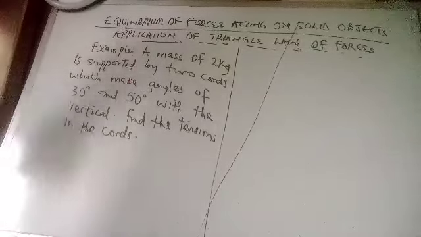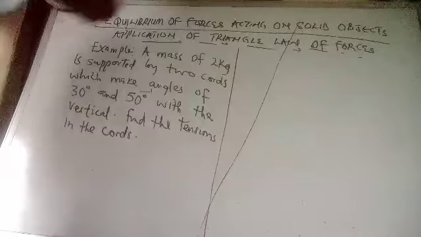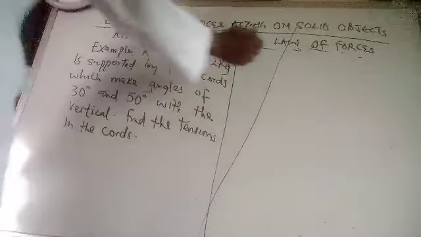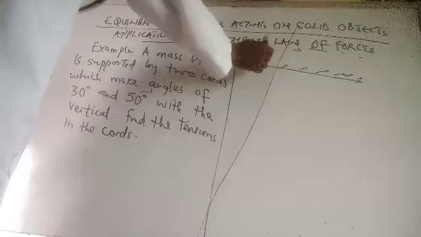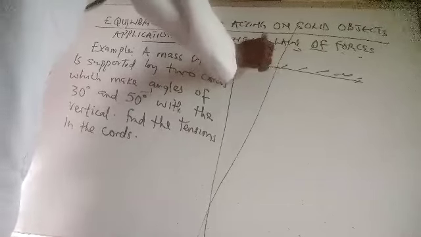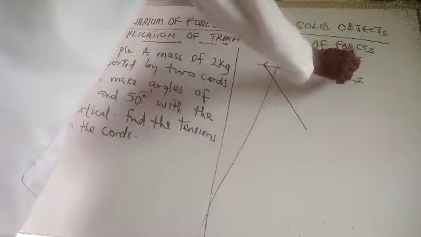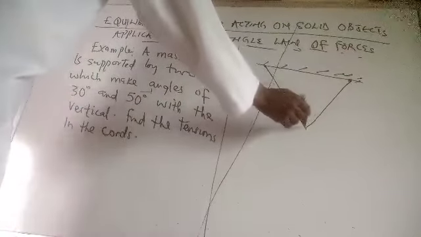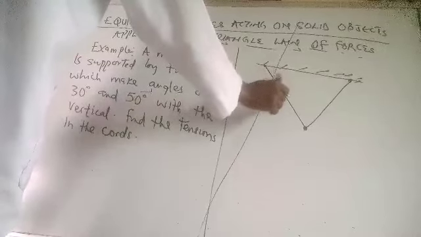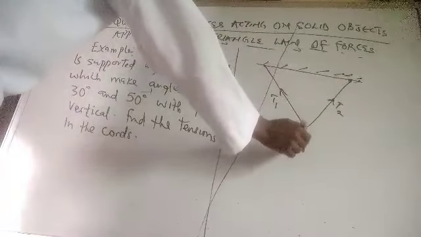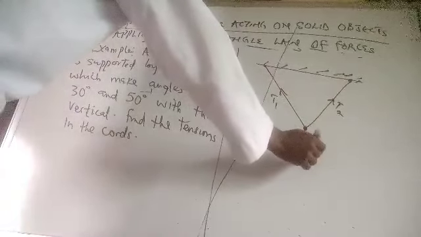How do we sketch a diagram for this kind of question? Since it's supported by 2 cords, let's say this is a ceiling where the cords are supported. So let's say one cord is this, another cord is this, then this is the body. The tension will be acting upward. Let me call these T1 and T2. The weight of this body, let me call it W, which will be mg.